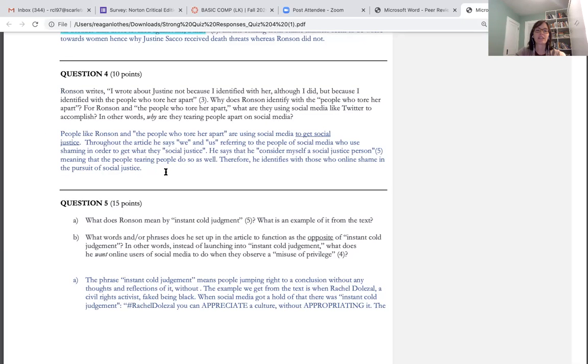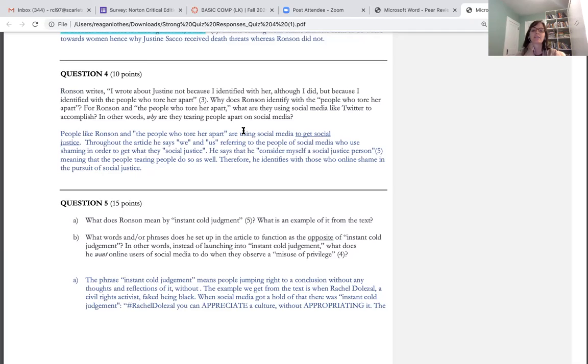So people like Ronson and the people who tore her apart are using social media to get social justice. And that's the clincher here, right? So they're doing this online shaming in the pursuit of social justice. So throughout the article, he says "we" and "us," referring to the people of social media who use shaming in order to get what they consider to be social justice.